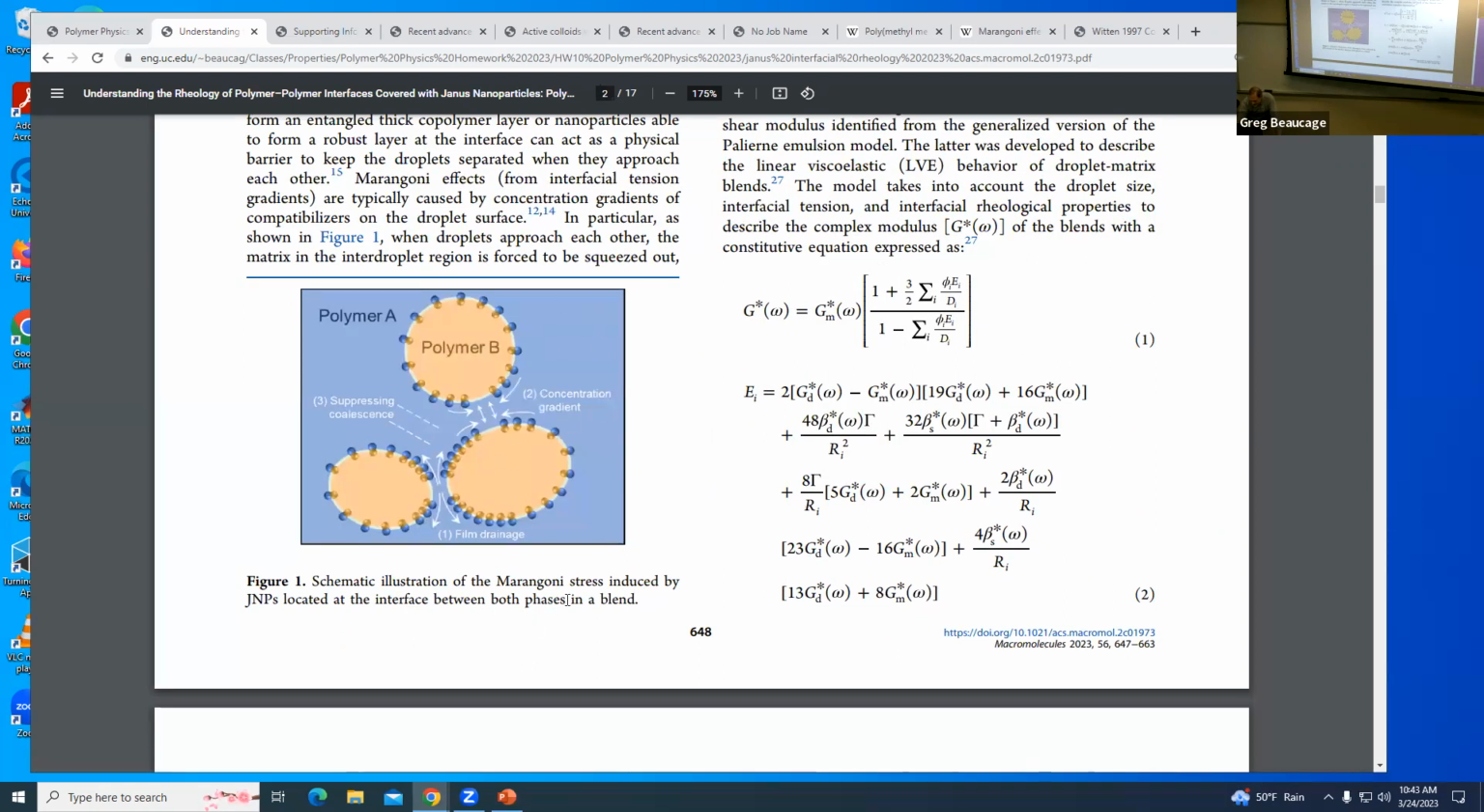I mean, another use for the Marangoni effect. So you have the Janus particles at the surface, and then when the particles come together, you get a depletion, which means there's a concentration gradient, and it wants to flow in to separate the particles. So they call it a Marangoni stress-induced separation of the particles.